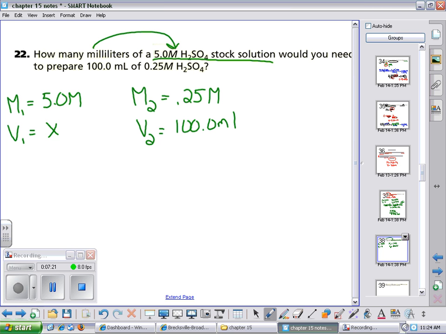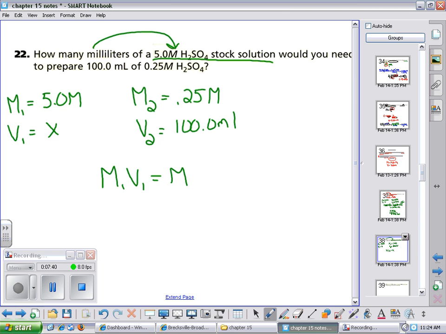You do not have to change the volumes here. Okay, you can keep the volumes in milliliters, even though those concentrations are in liters. You can keep them in milliliters in this particular problem. In any of these problems for dilutions, you can.